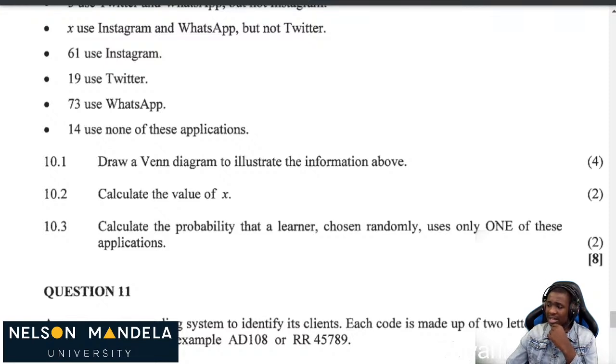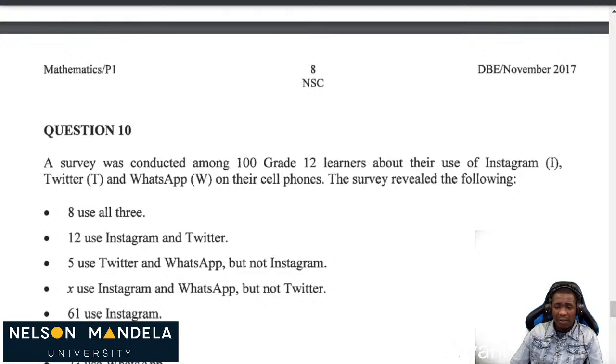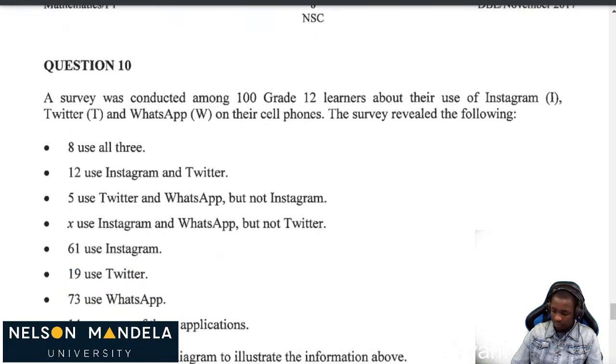So the moment you see that they ask you to draw a Venn diagram, don't worry yourself, please. This is the last question I'm going to do. So let's draw our Venn diagram. We said that we have the students who love to use Instagram. We have a first circle. Let's just say it's Instagram. Then we have people who love to use Twitter.